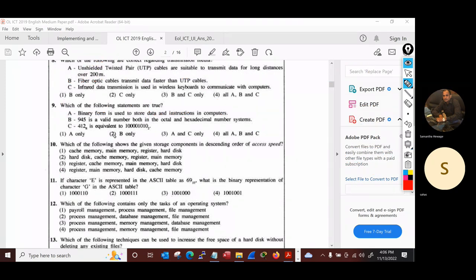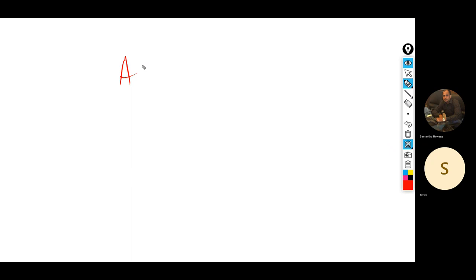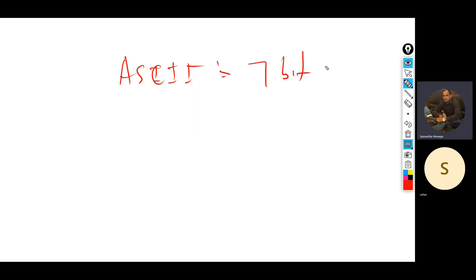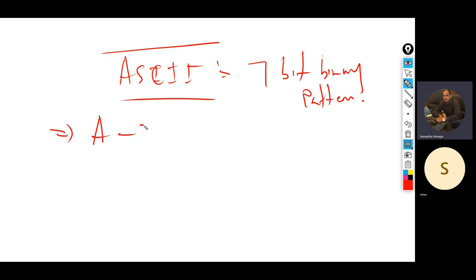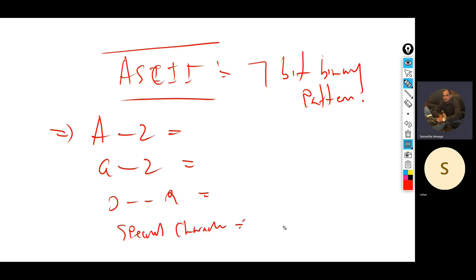Then, how many bits does the ASCII code use to represent a value? 7 bits, very good. Every character is represented by a 7 bit binary pattern. Most of the time we use ASCII code, and our computers represent characters with ASCII code. ASCII has separate predefined values: capital A to Z is one value set, small a to z is another value set, 0 to 9 is another value set, and special characters have another value set, right? It's like that.